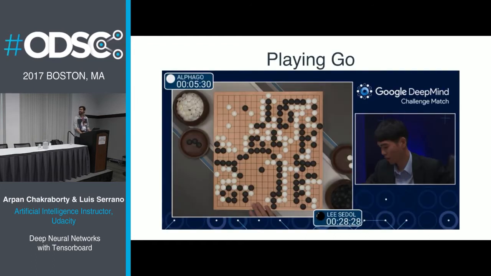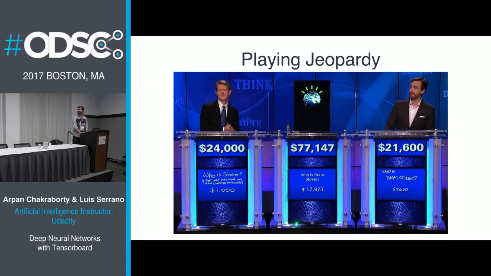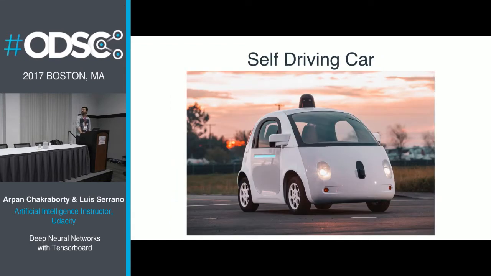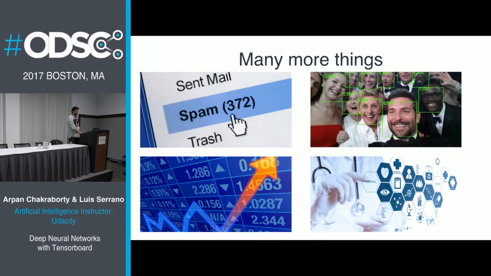I have a bunch of favorites, mostly game playing. I like when a computer can beat a human in Go, or also in Jeopardy quite badly with IBM Watson. Or the coolest one is self-driving car. Or other pretty cool ones like spam detection, image recognition, finance, medicine. Many cool applications, and they all involve neural networks.